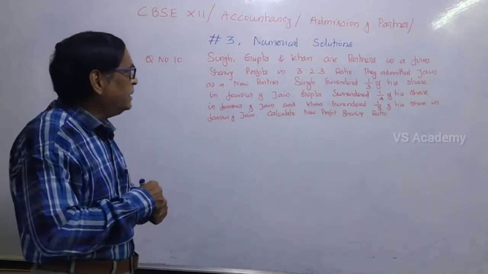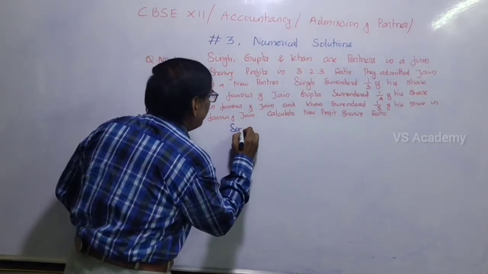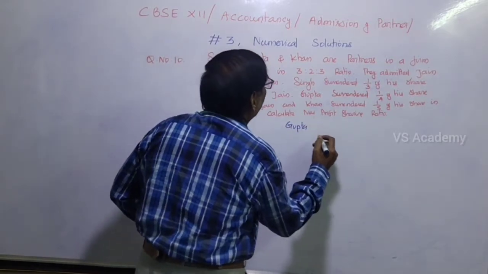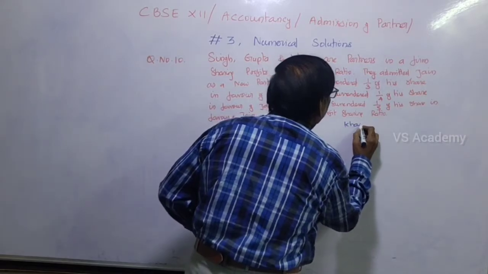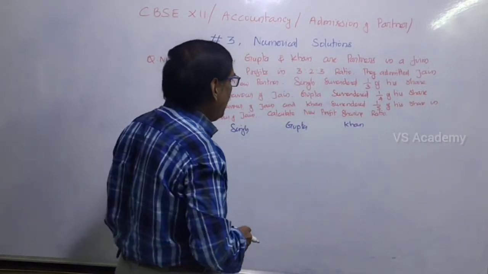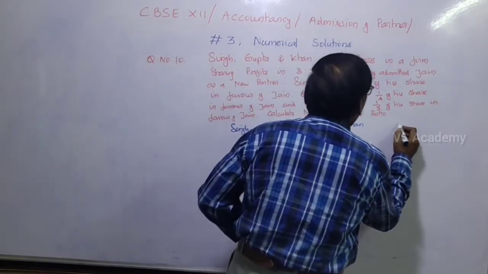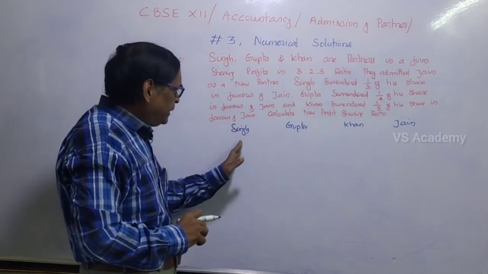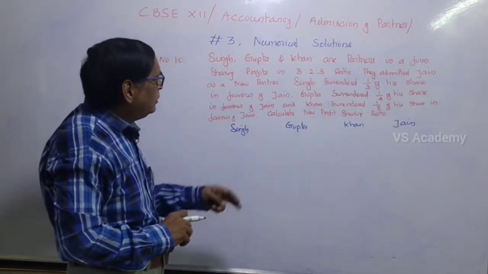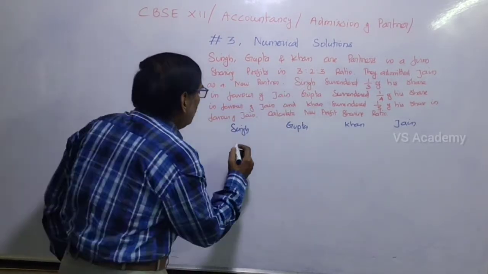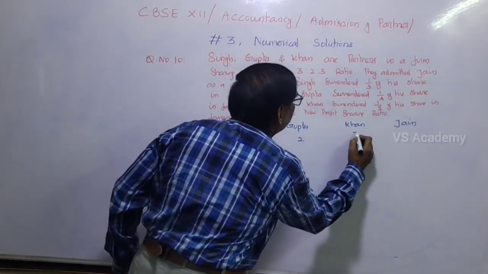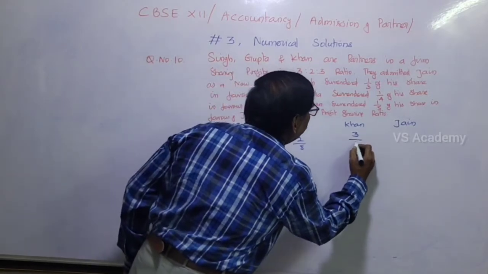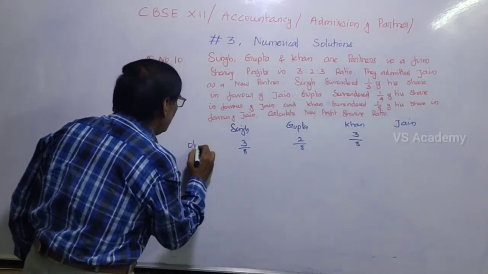So the old partners Singh, Gupta, Khan, they are old partners, and the new partner is Mr. Jain. So the old ratio between Singh, Gupta and Khan is 3:2:3. That means 3/8, 2/8, 3/8. This is the old ratio.